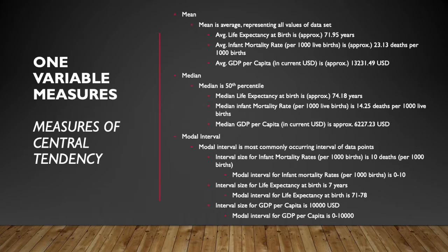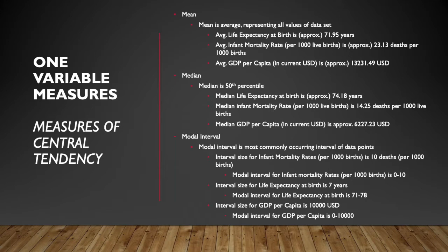The average GDP per capita in current US dollars of the 42 countries being analyzed is approximately $13,231 US dollars and 49 cents. The median is the data point which lies in the middle of a data set when ordered from smallest to largest. It is also referred to as the 50th percentile.